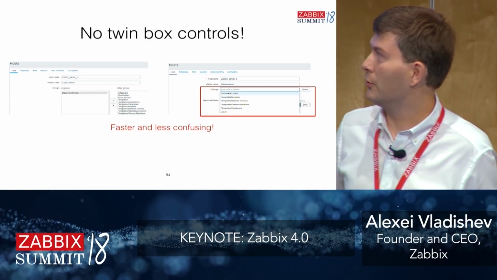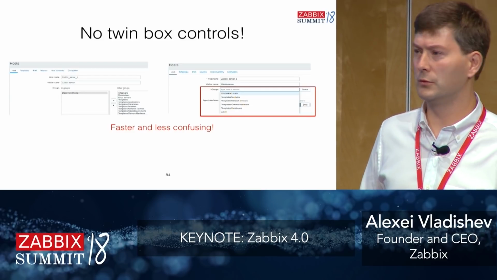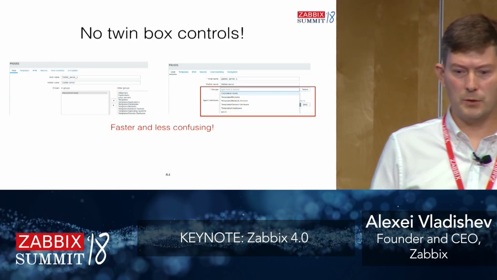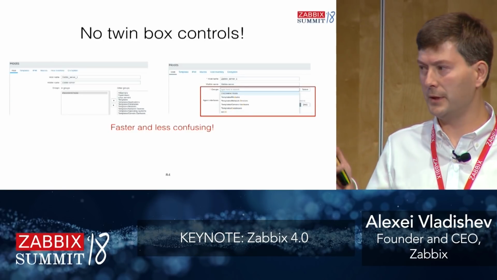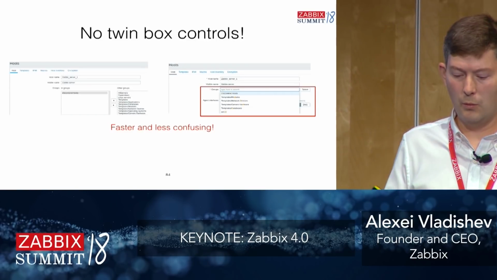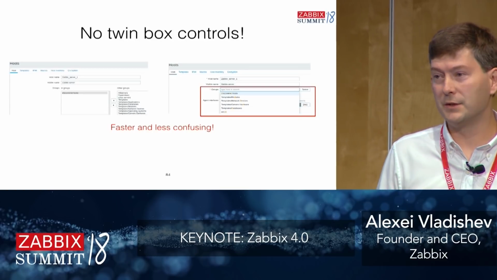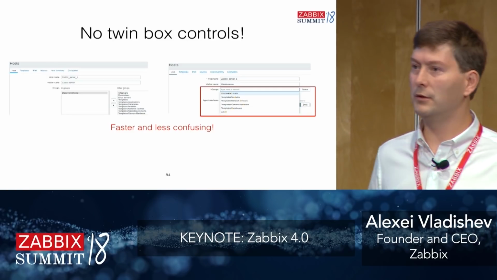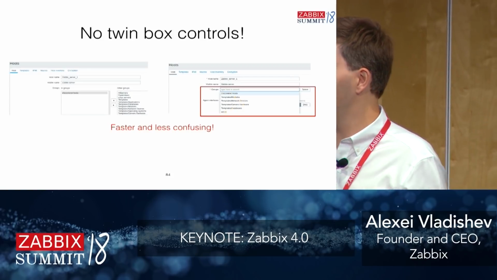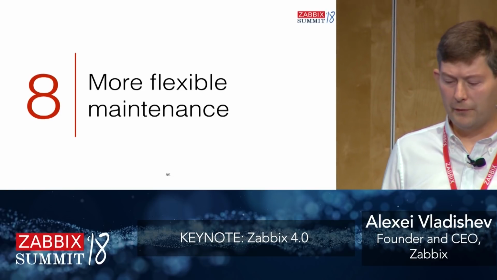So no twin box controls. Well, remember those twin boxes, yeah? It has always been a great source of confusion, so it really was quite difficult to understand what's going on here. We have two lists of groups, and it's not straightforward. They're being replaced with multi-selects. So I believe it works much faster because we don't have to display those large lists, and it works in a much better way. More flexible maintenance.